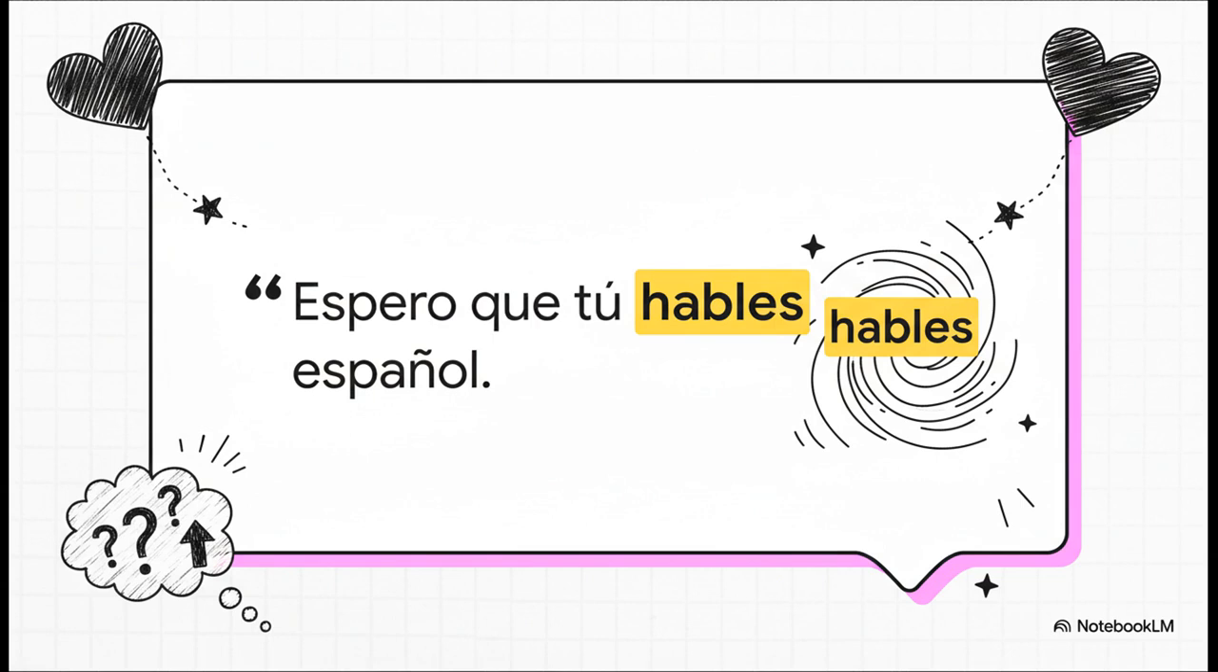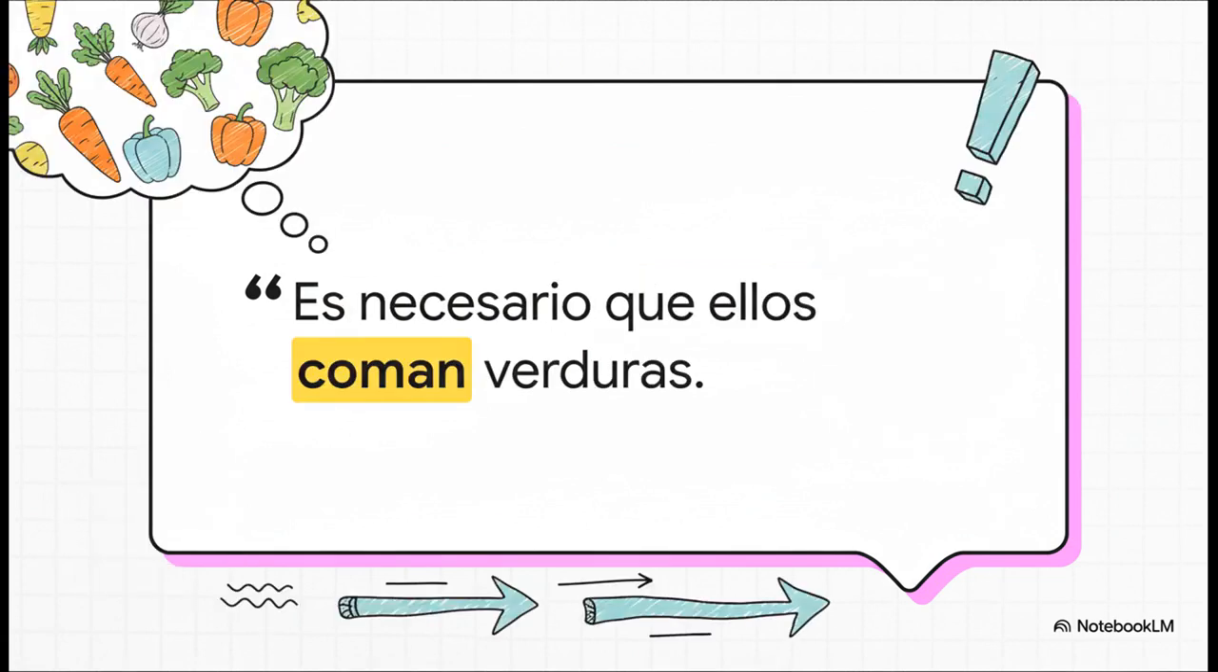So let's see it in a real sentence. Espero que means I hope that. That's a huge trigger for desire. It's not a fact, it's a hope. So you absolutely need the subjunctive. Que tú hables español.